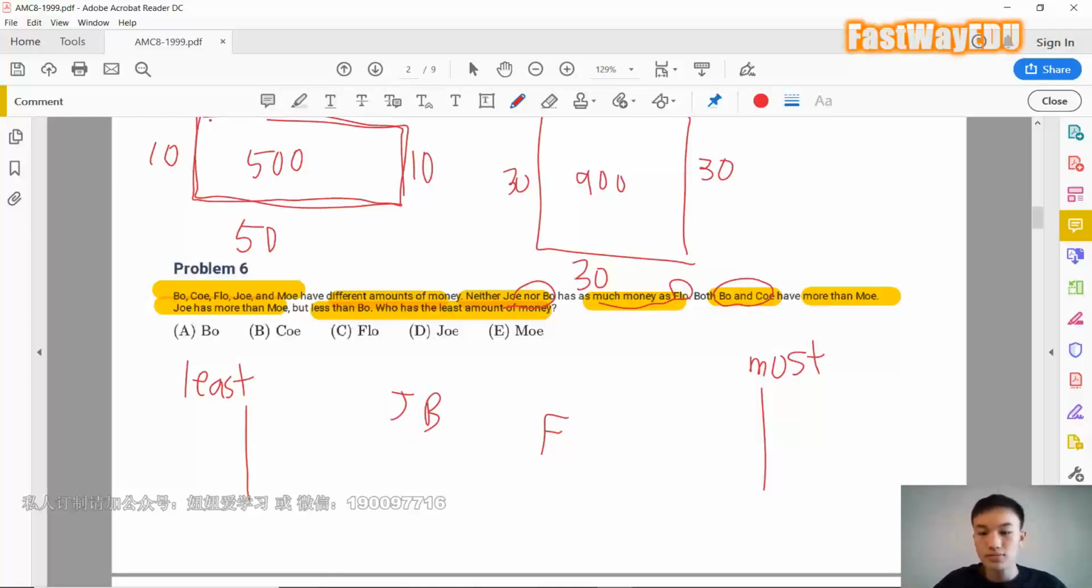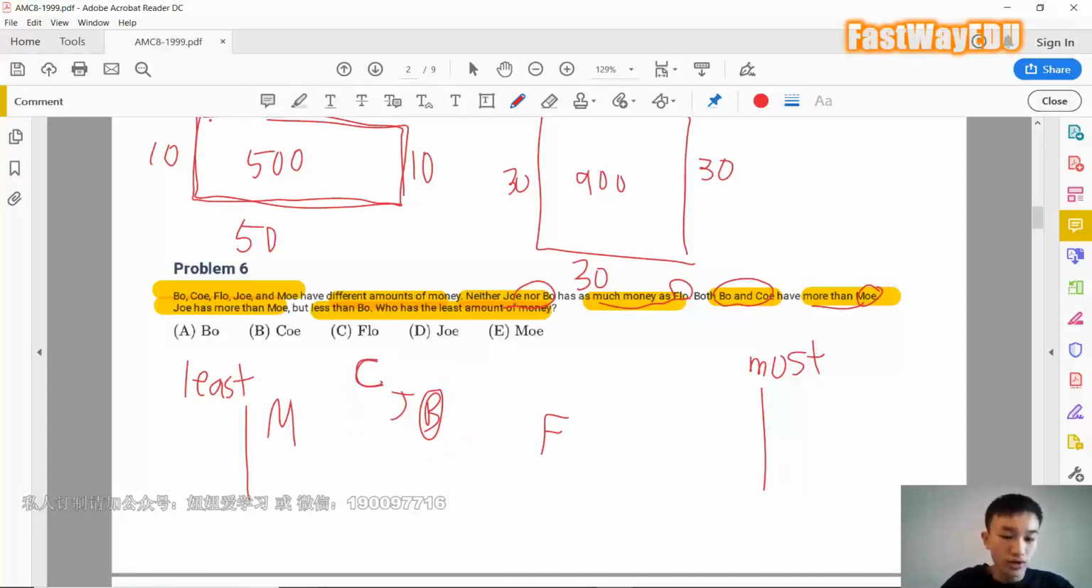Hopefully you saw that, but I just have to explain it in case you didn't see it. So both Bo and Ko have more than Mo. Let's say we know Mo, he's really at the bottom here. He's even below Bo. And he's also below Ko. So we know he's below Ko, so Ko's also to the right of Mo. So these three guys, we're not too sure about their order right now.